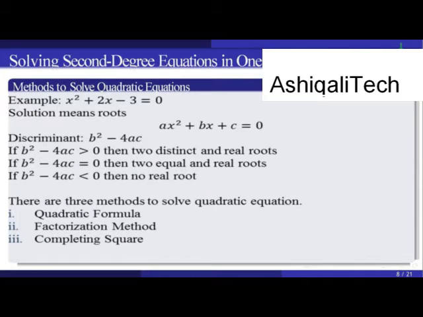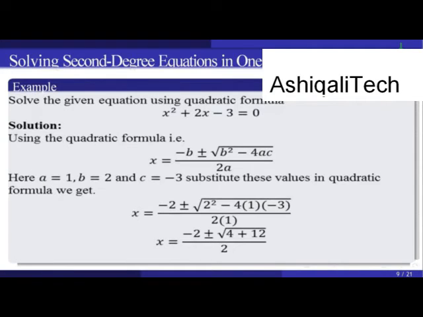Dear students, there are three methods to solve quadratic equation. The first one is called quadratic formula, the second is called factorization method, and the third is called completing square method. Dear students, now we solve the given equation using quadratic formula.